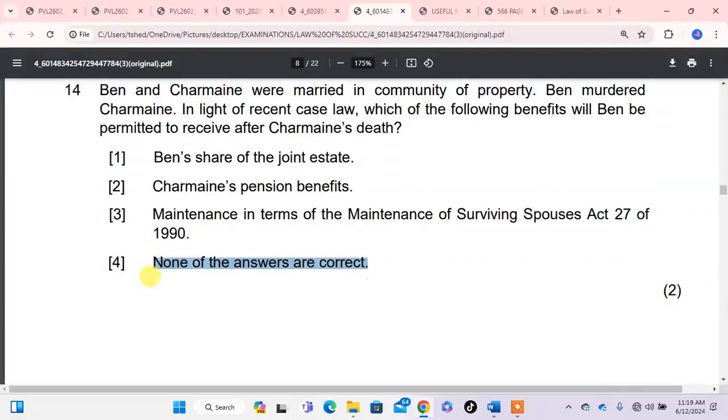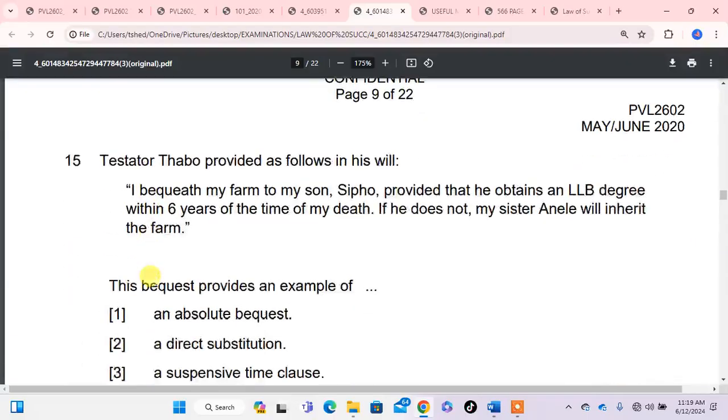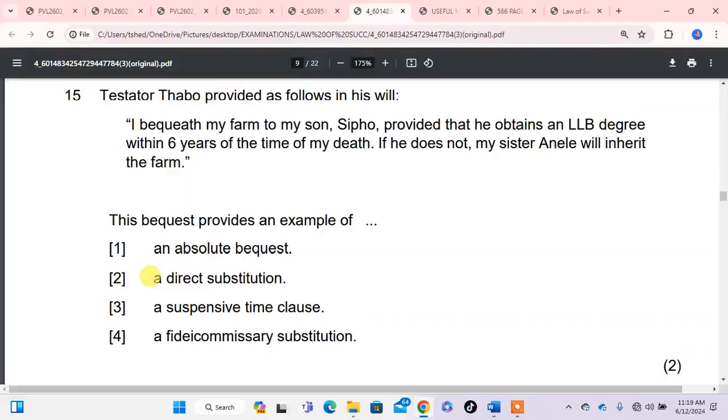Now, when we go to question number 15, it reads as follows. A testator Thabo provided as follows in his will: I bequeath my farm to my son Sipho, provided that he obtains an LLB degree within 6 years of the time of my death. If he does not, my sister Anele will inherit the farm. These bequests provide an example of what?